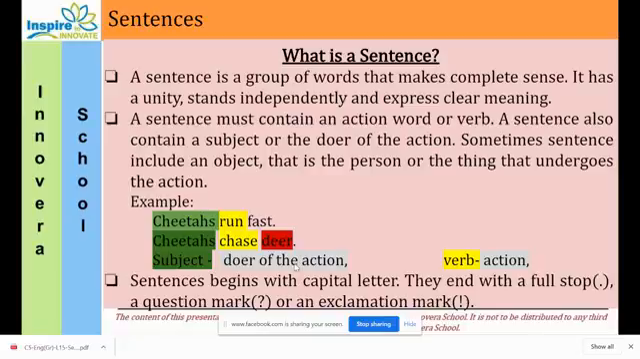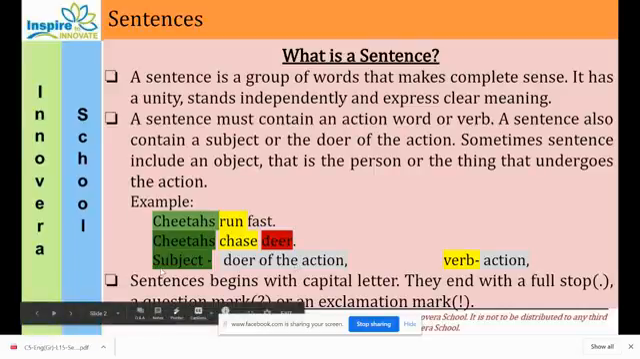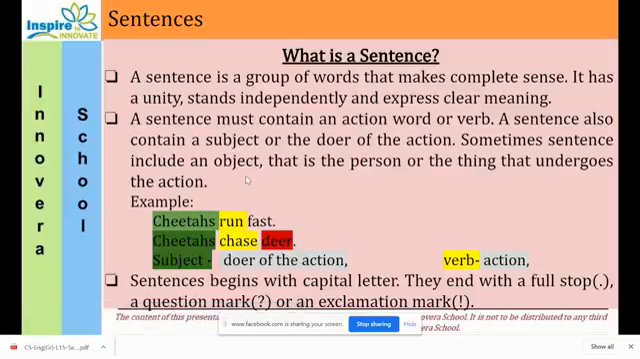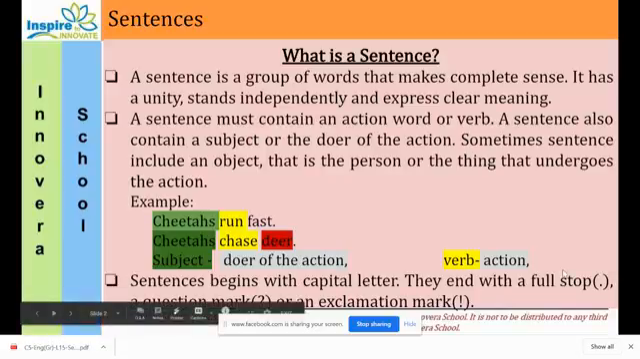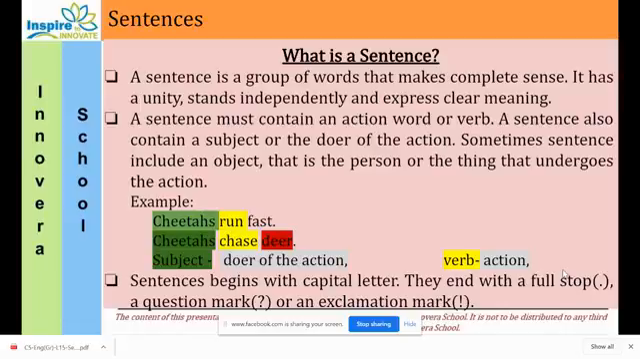So I hope till here it is clear that a group of words which has some clear meaning is a sentence, and that each and every sentence has a doer or subject and a verb. Apart from that, as I said, the sentence always begins with a capital letter and it ends with either a full stop or a question mark or an exclamation mark. But when and how, when we use a full stop, a question mark, or an exclamation mark, that you should know.